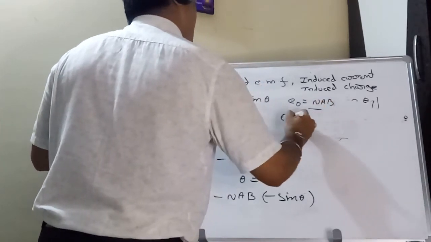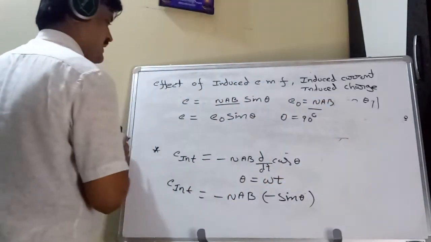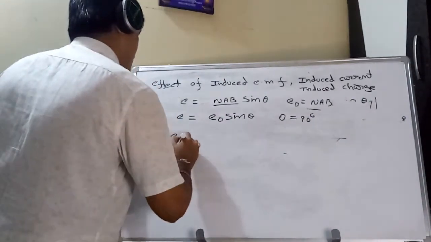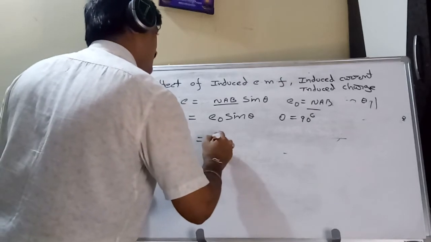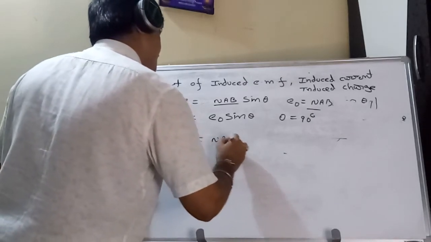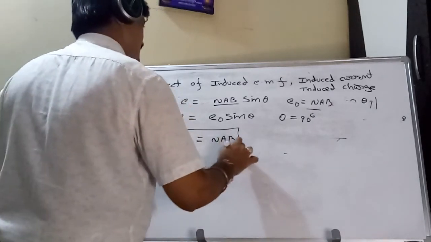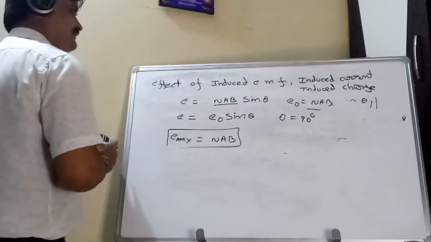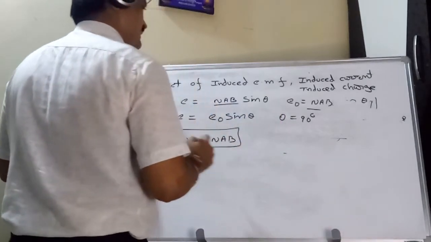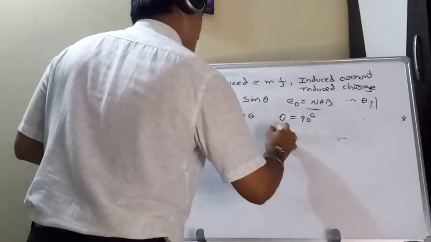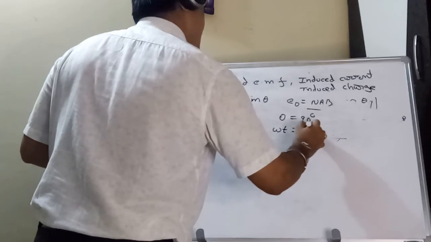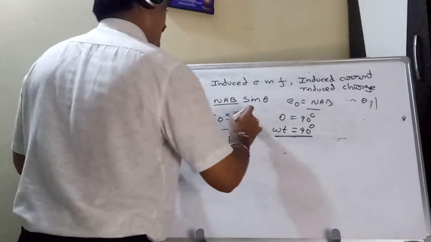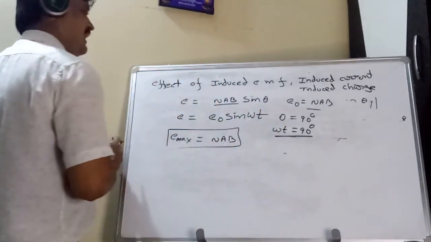So when theta is equal to 90 degrees, E maximum is equal to NAB. Theta equal to 90 means omega t is equal to 90 degrees.